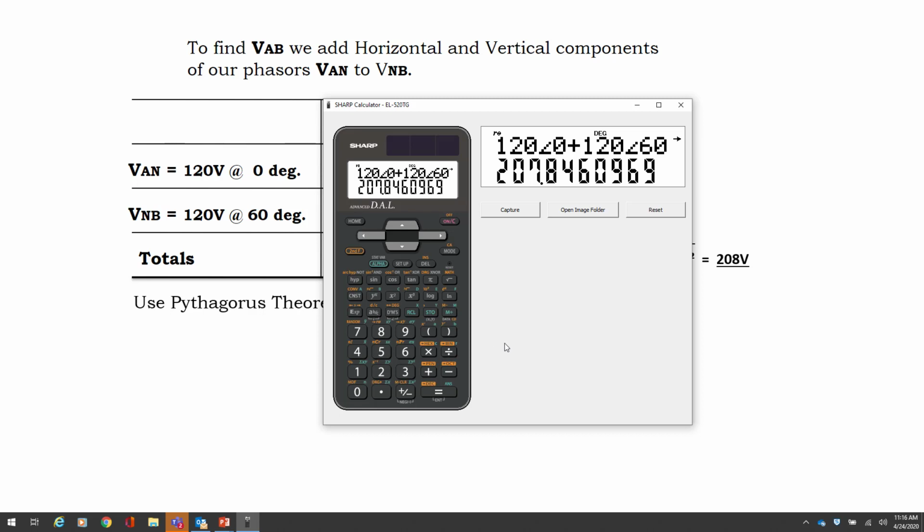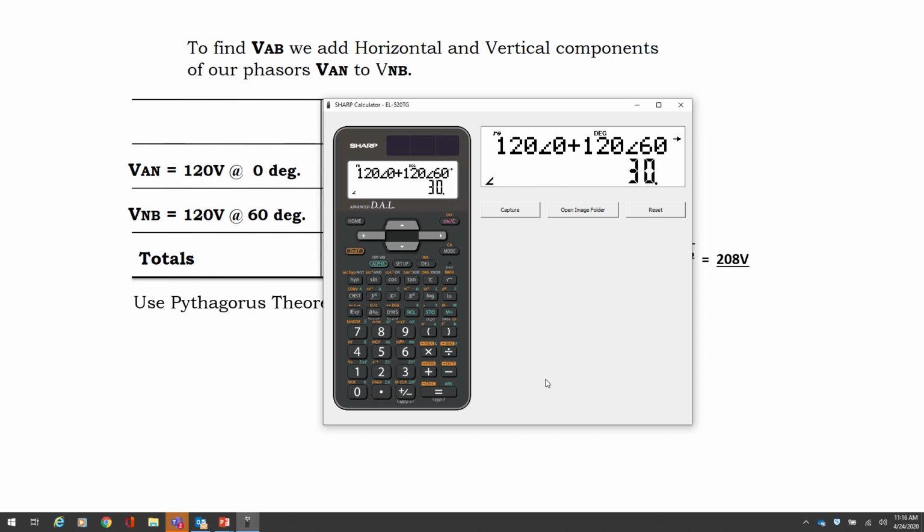207.84. If I would like to see what angle the resultant is going to be at, I will hit second function exponent, and it tells us we're at positive 30 degrees. If I want to toggle back, second function exponent toggles back. So this offers a much quicker way for us to add these vectors.